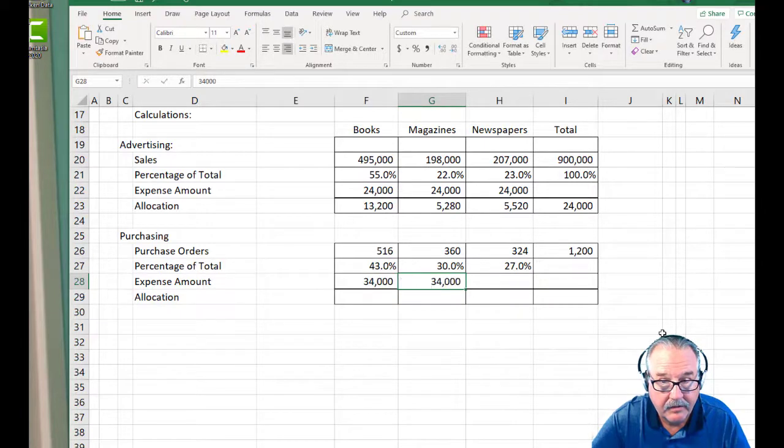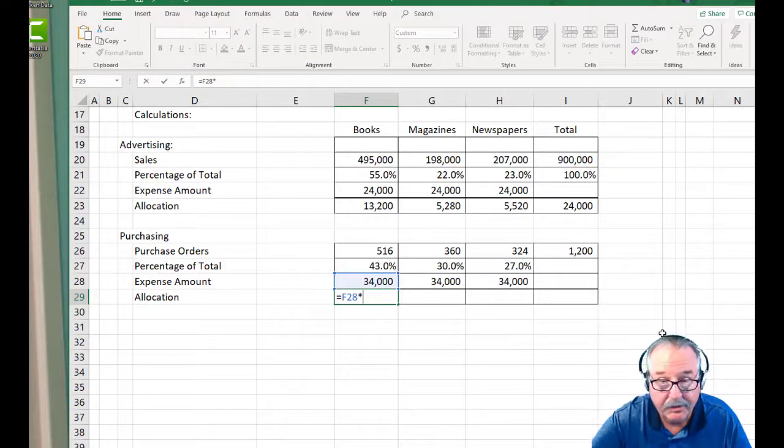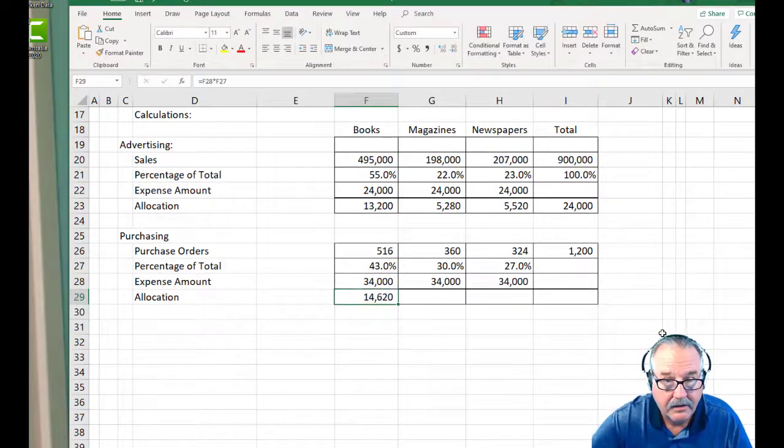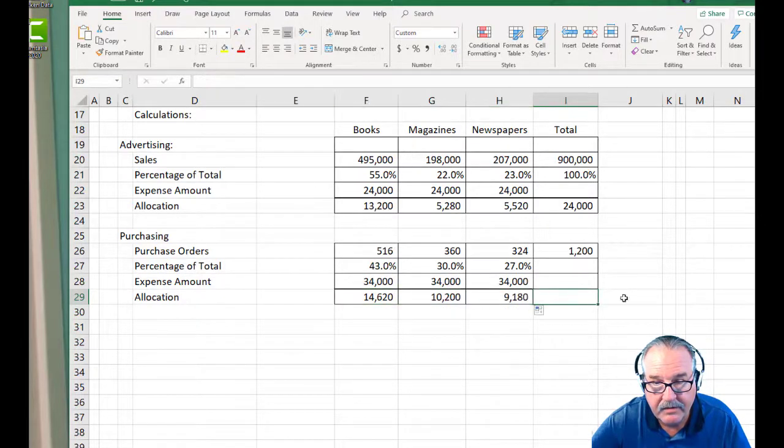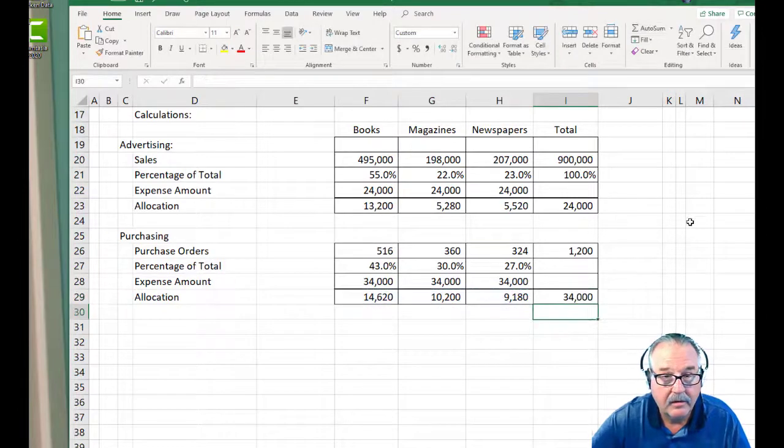$34,000 is the expense. So if I multiply times the percentage for each one of these departments, the book department is getting $16,620, magazines getting $10,200, and newspapers $91.80.